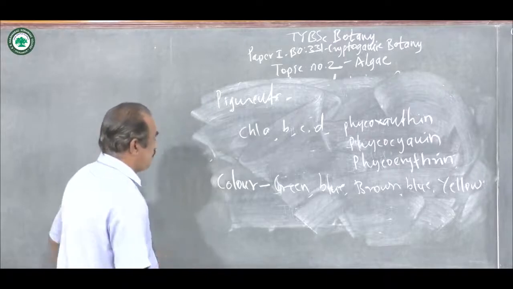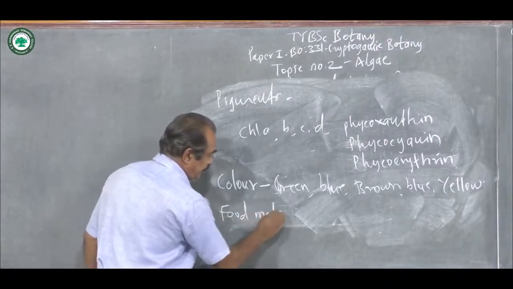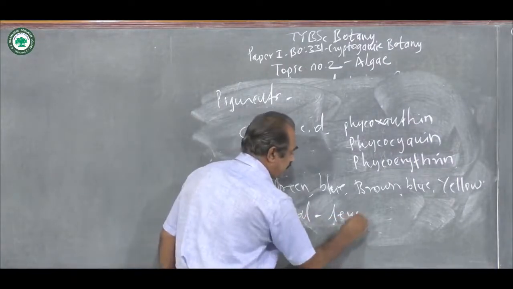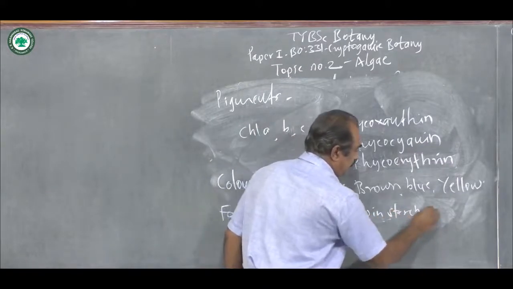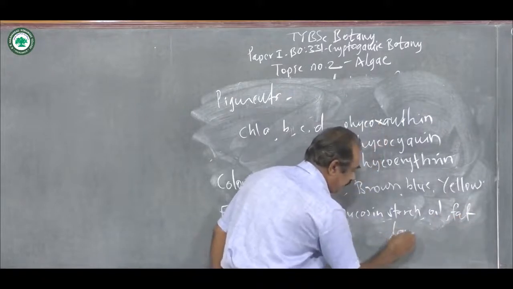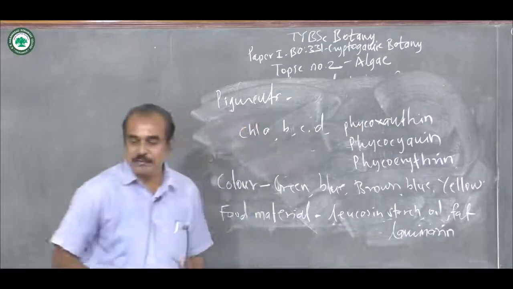Then next point, that is the food material. For example, food material is leucosin, starch, oil, fat, laminarin, etc. Different types of food materials are found in the algae.